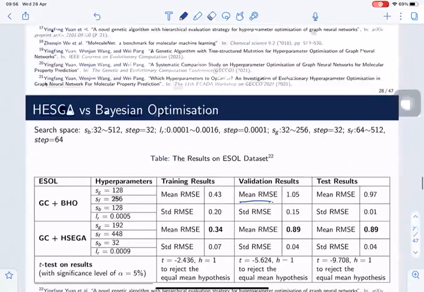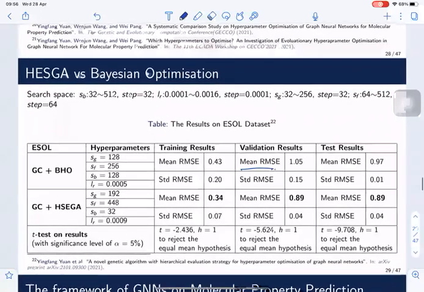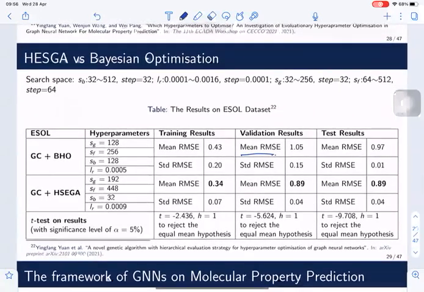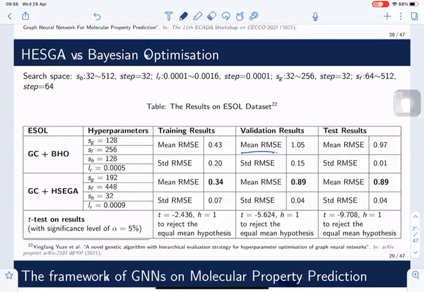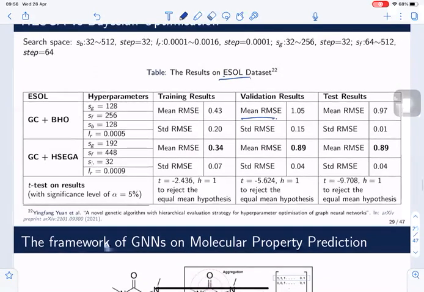So this is the first set of experiments we've done to compare HISCA versus Bayesian optimization. In the first dataset, our HISCA achieved a better performance. And in order to verify the improvement, we conducted the t-test.